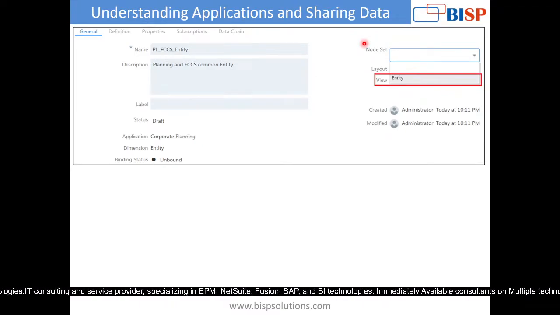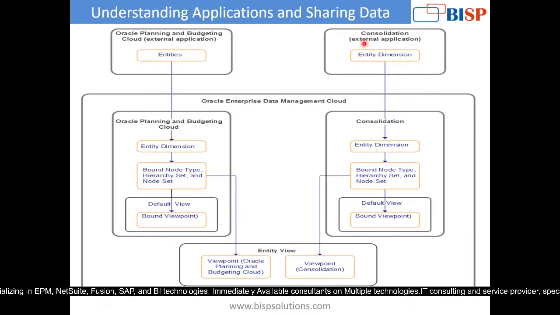Okay, then we have to define the node set for the particular dimension we are creating, and basically we are defining the viewpoint. In the viewpoint we are defining the node set, that is entity. You can see here, we are in planning and budgeting and in the consolidation. We are taking the entities dimension, and we are bound with the node type, hierarchy set, and node set, and we have the default view for that and the bound viewpoint. Then we have the application FCCS. For that we are doing the same thing, and we are making a master view for both the applications.